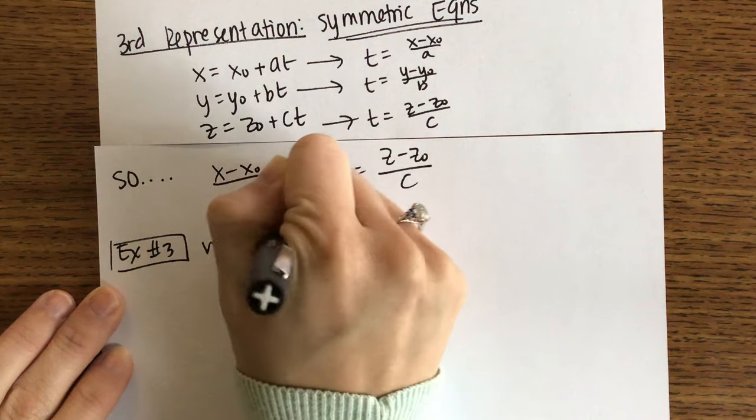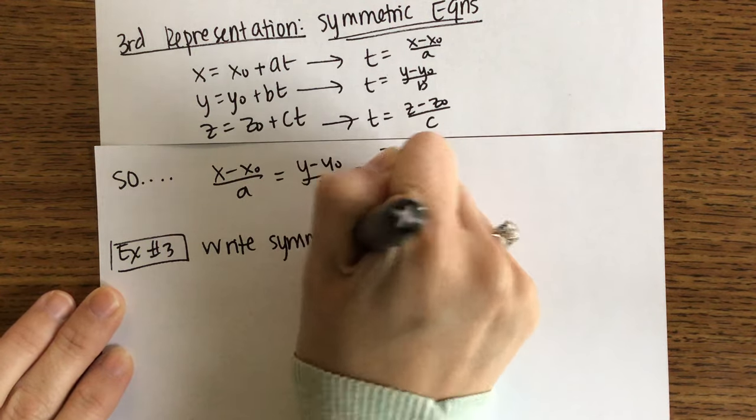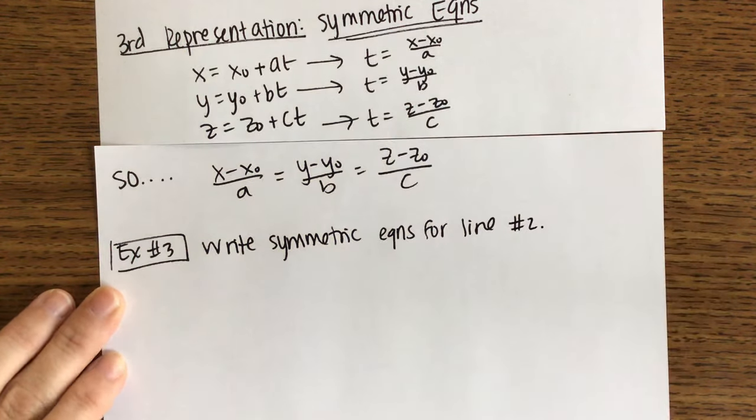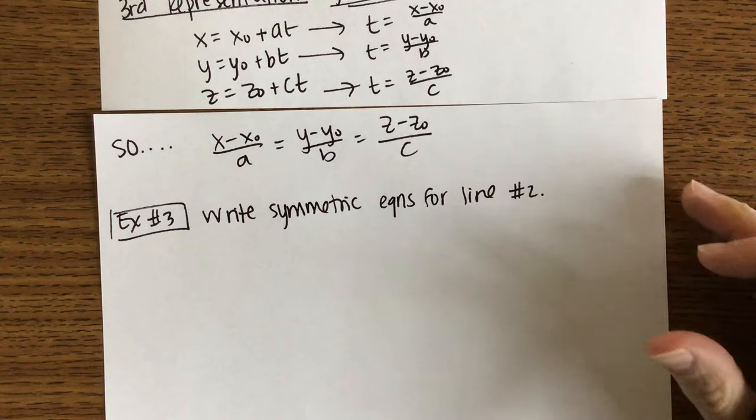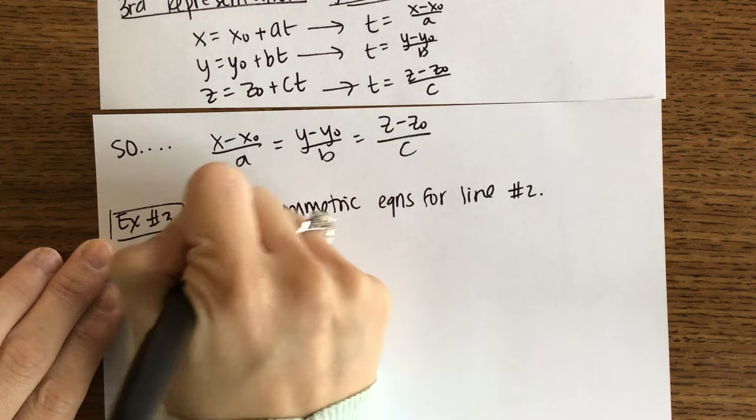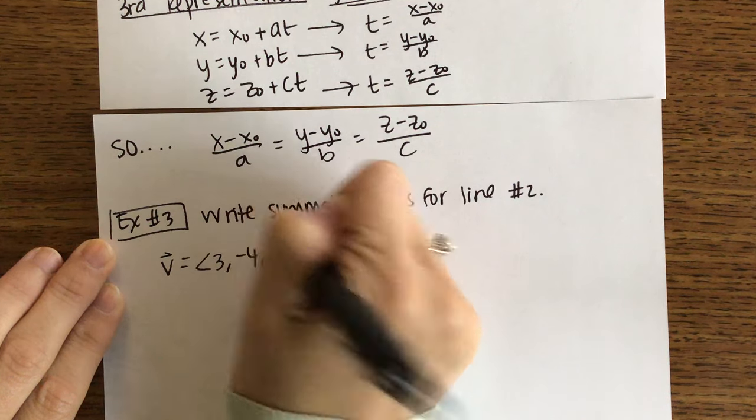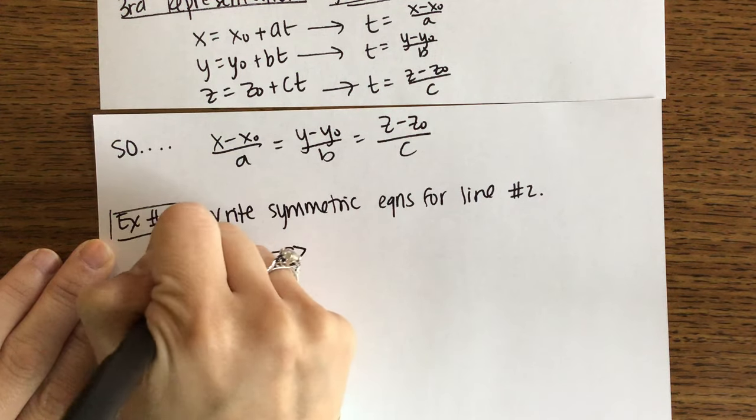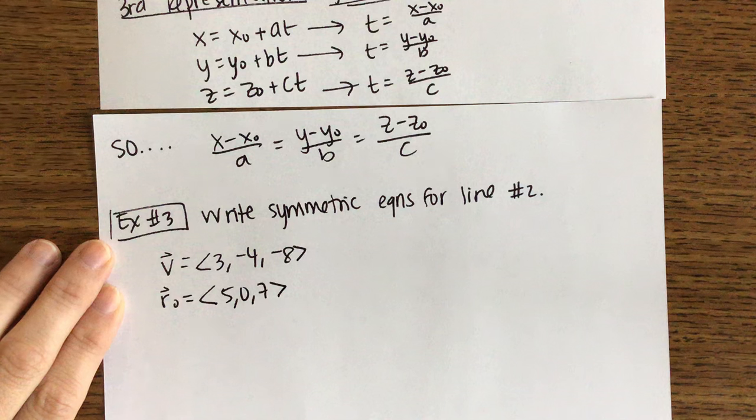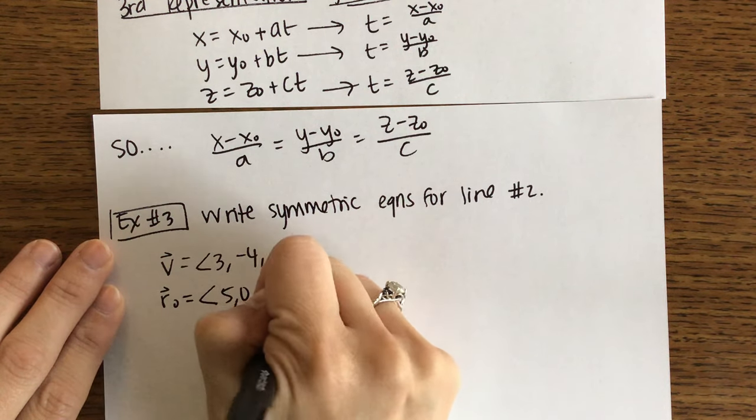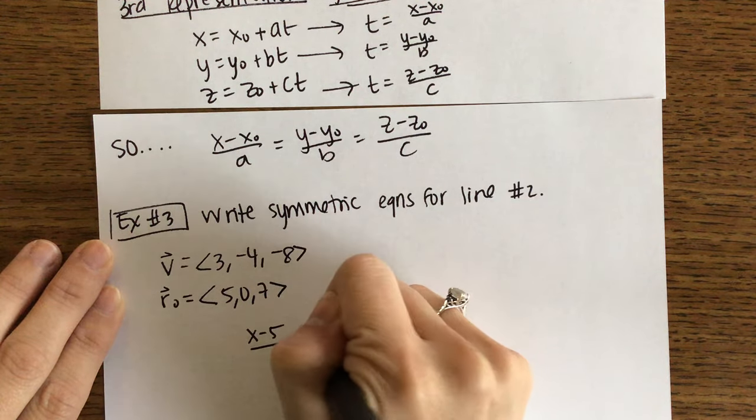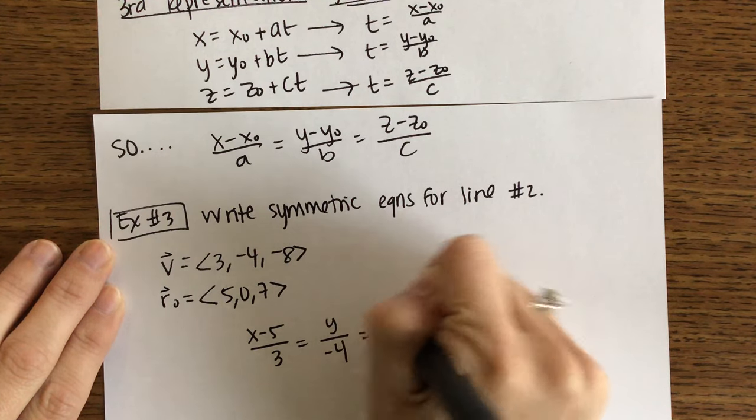We are going to write symmetric equations for the line from number 2. So if you remember, our vector v that we found was 3, negative 4, 8. Our initial point, we used 5, 0, 7. So our equations then are going to be x minus 5 over 3 equals y minus 0, so just y over negative 4, equals z minus 7 over 8.